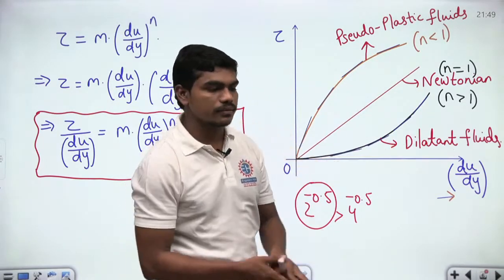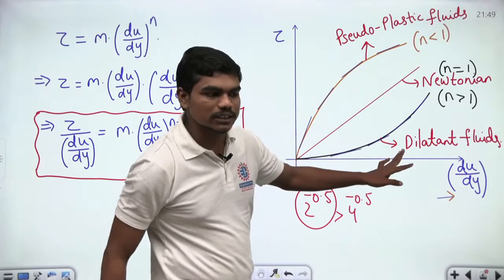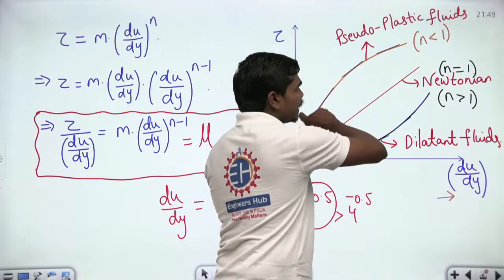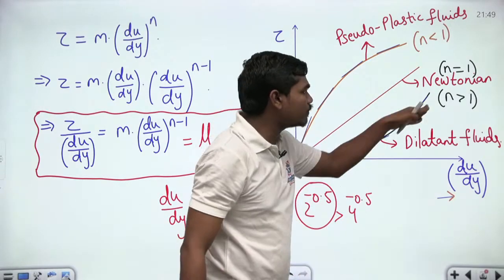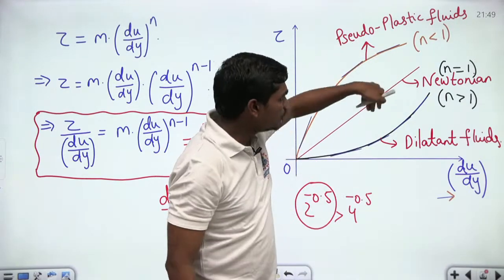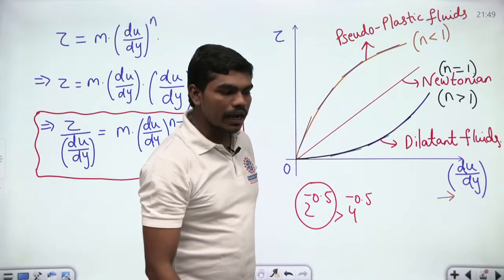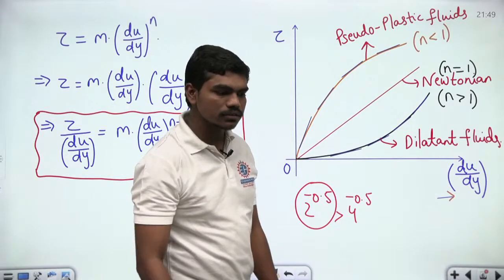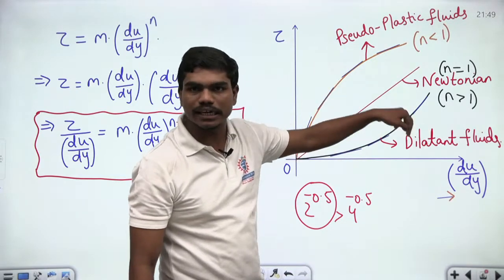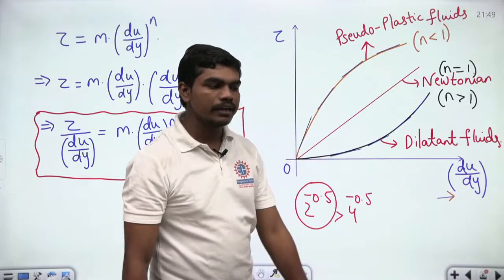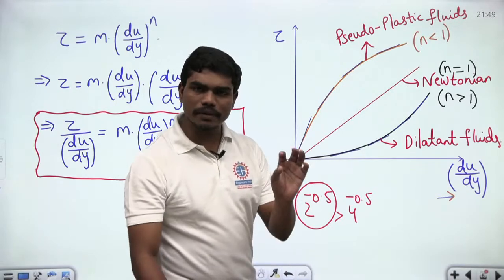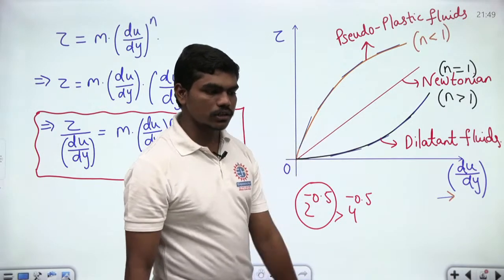Are you all clear till this point? Please do respond. Are you all understanding why n less than 1 is the curve of this format and n greater than 1 is the curve of this format? Initially they are steep, but they get flattened in this case, whereas in this case it takes a steep curve. Did you all understand how the graphs of pseudoplastic fluids and dilatant fluids are plotted on the tau versus du by dy diagram in your textbooks? Yes or no? Please do type in the chat box. Are you all clear how these plots are done?